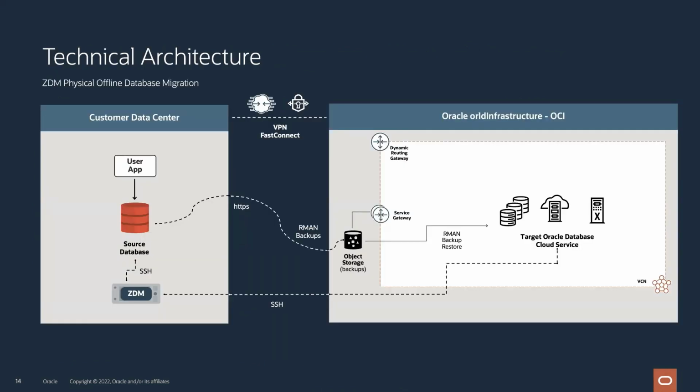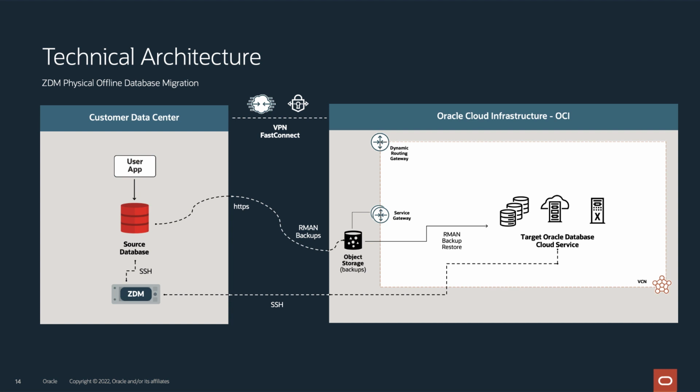Now, as I mentioned, we have two ways of working. One is the offline migration. You can see here an example of how this could work. You have ZDM on a separate VM running at your data center, the application connected to your database, right? And then you have the cloud. You have Oracle Cloud Infrastructure, and this is how it would look with the object storage, your tenancy, service gateway, dynamic routing gateway, etc., your virtual cloud network, and then of course the target Oracle Database Cloud Service.